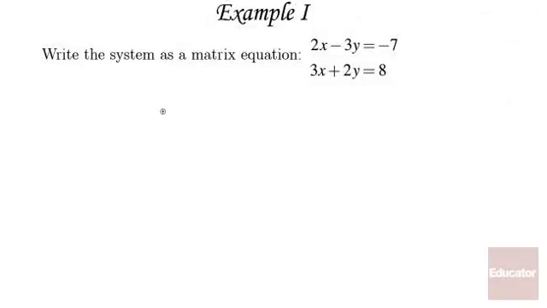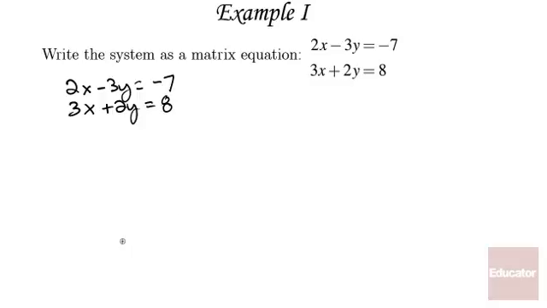For example, write the system as a matrix equation. So let's first, all this is asking is to write it as a matrix equation. We don't even need to solve. Okay, so I have 2x minus 3y equals negative 7.